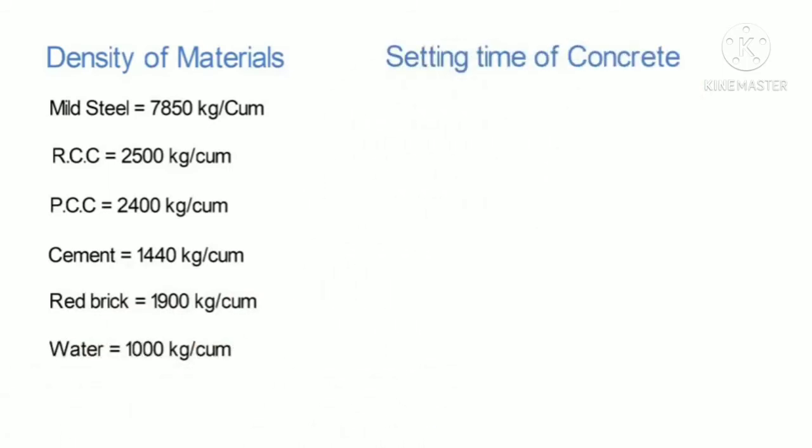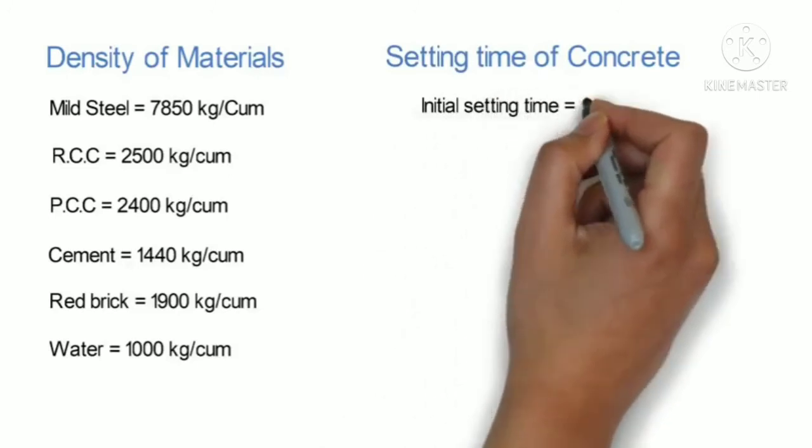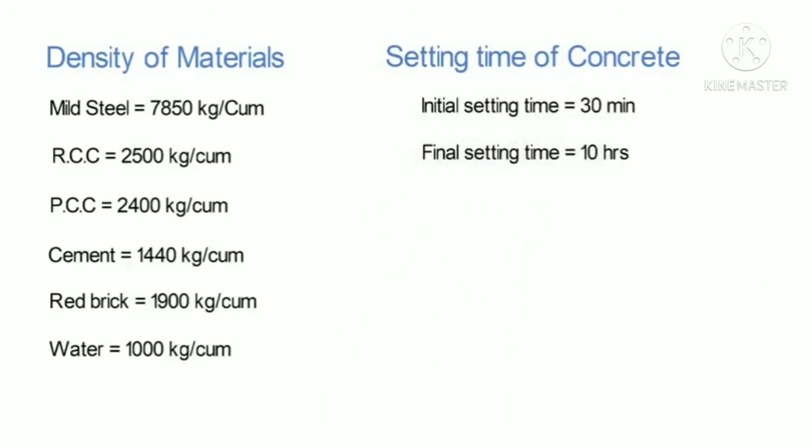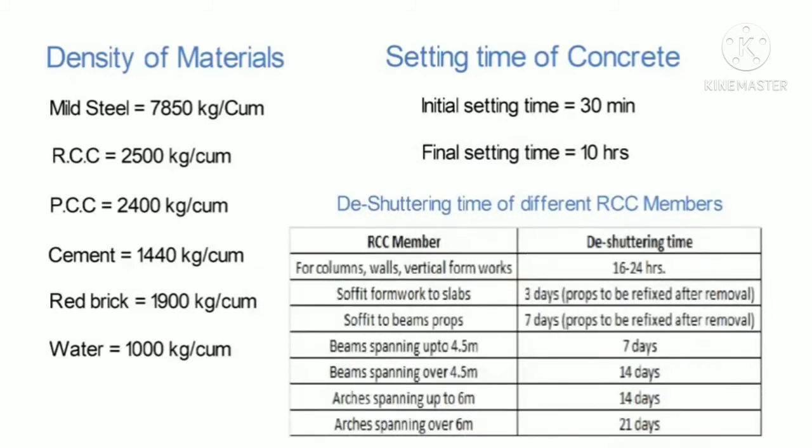Setting time of concrete. The initial setting time of concrete is 30 minutes and the final setting time of concrete is 10 hours. Deshuttering time of different RCC members. For columns, walls and vertical formworks, the deshuttering time is 16 to 24 hours. For soffit formwork to slabs, the deshuttering time is 3 days.